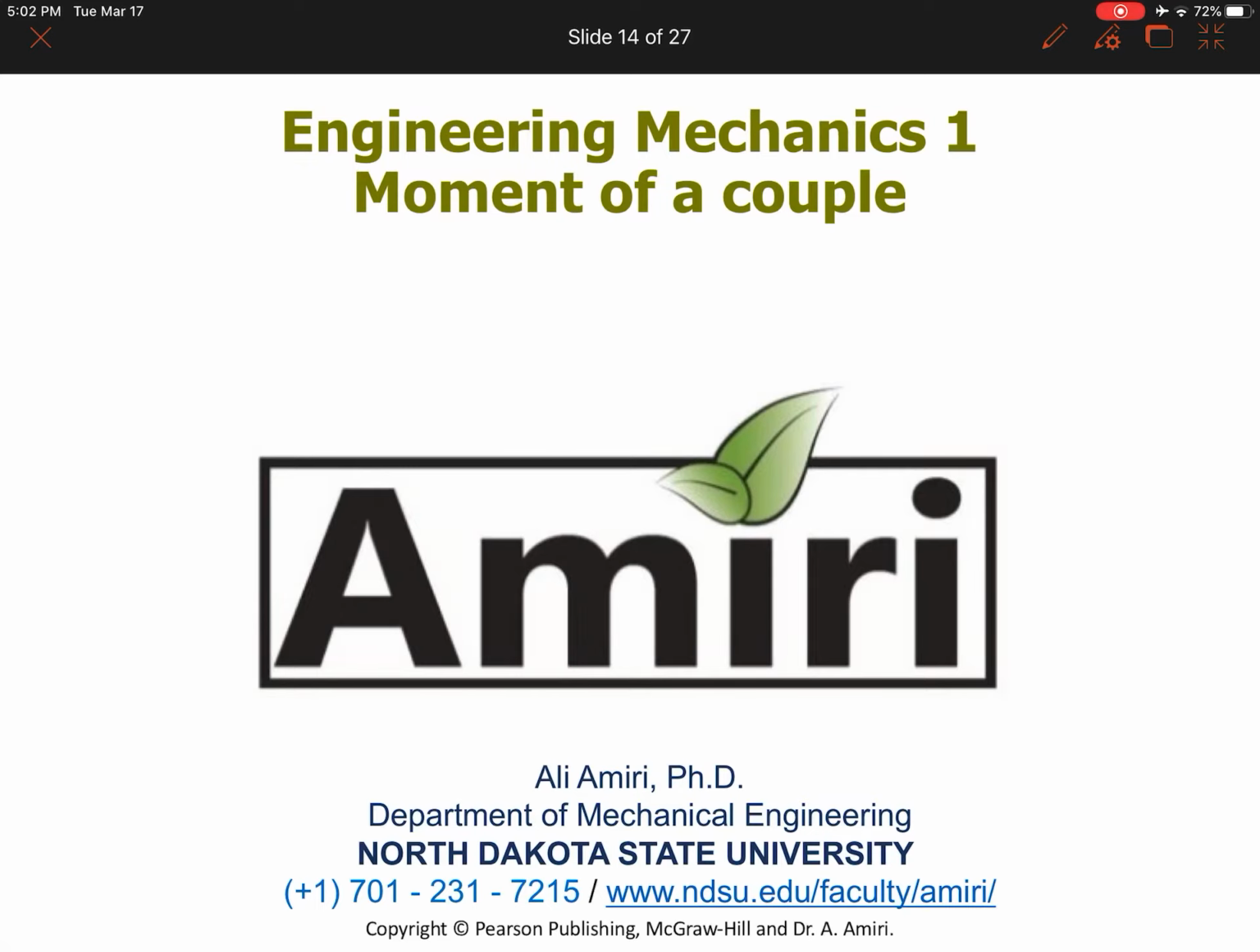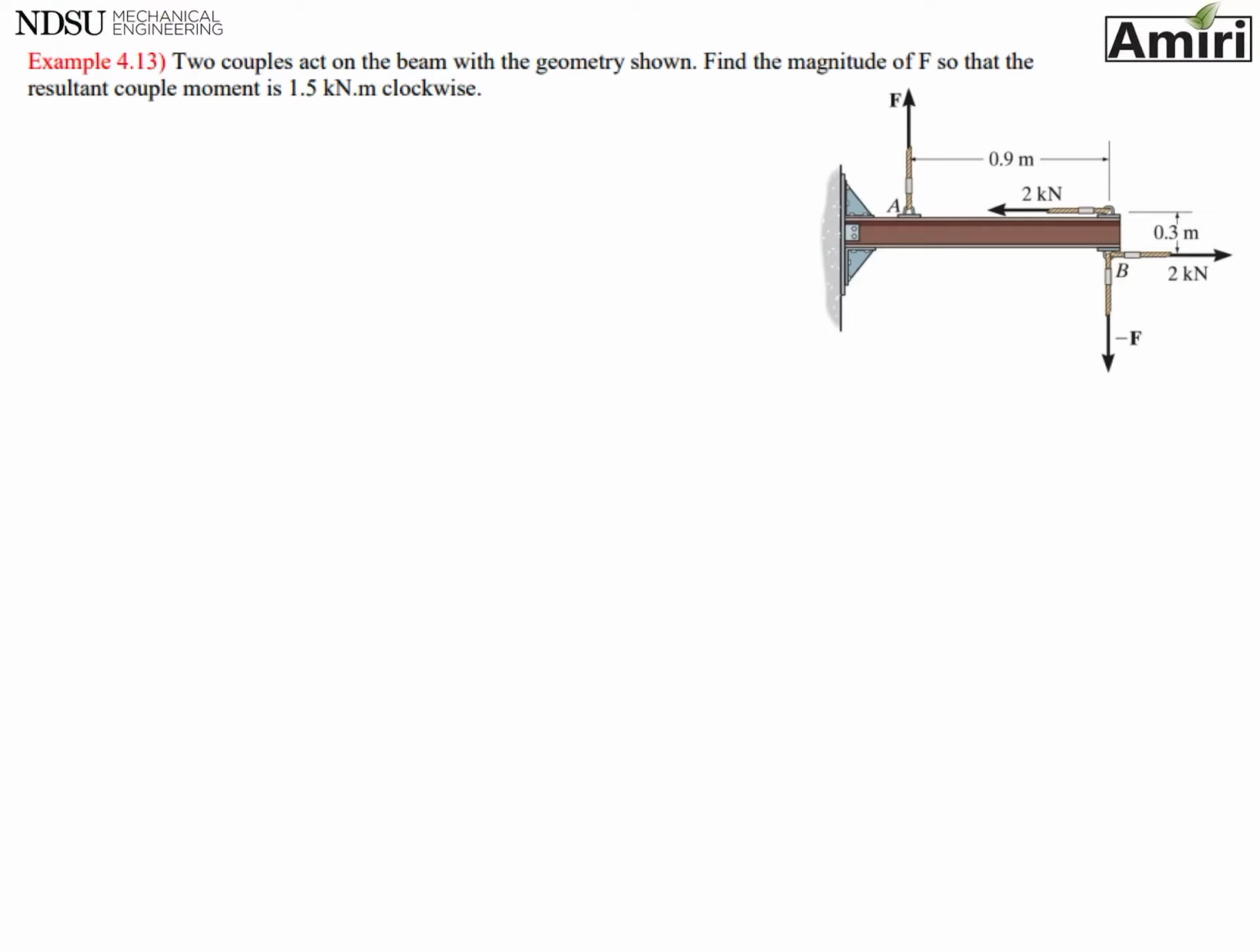I'm going to go over some examples on moment of a couple. The first example that I have is a 2D simple example to kind of warm up and refresh your memory on moment of a couple. The problem says two couples act on the beam with the geometry shown. Find the magnitude of F so that the resultant couple moment is 1.5 kilonewton meters clockwise.